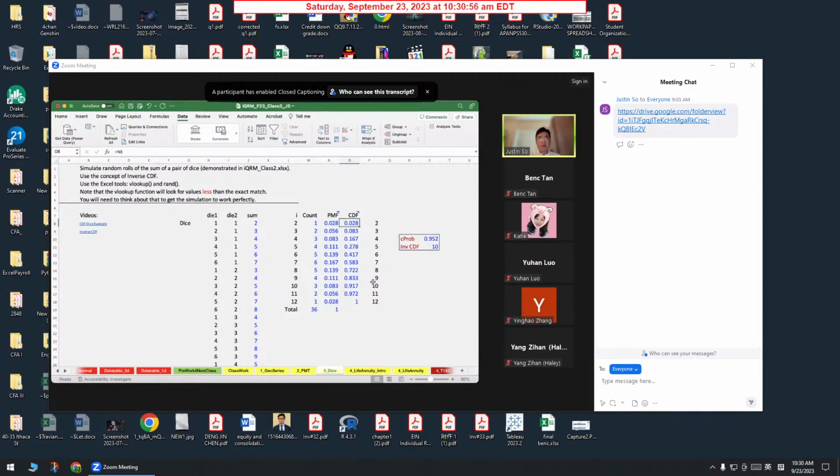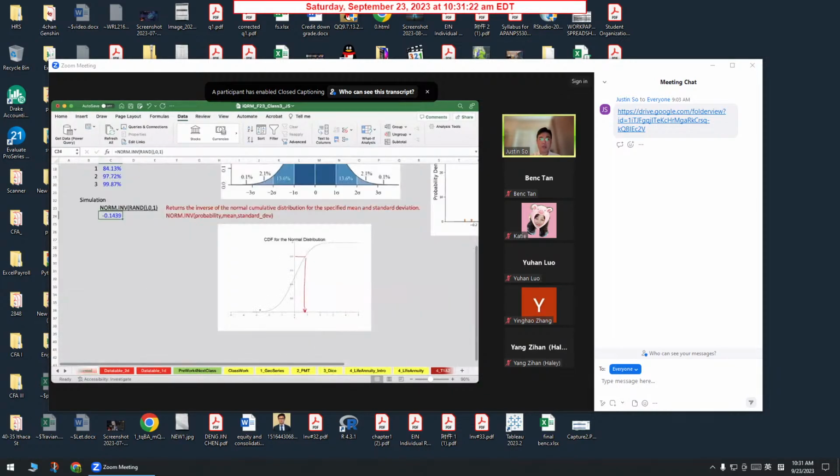Cumulative distribution function is just addition, right? Starting from this, you accumulate, right? From the previous number, add that PMF output. Ultimately, it reaches 1, which is 100%. Now you have a certain distribution and cumulative distribution function.